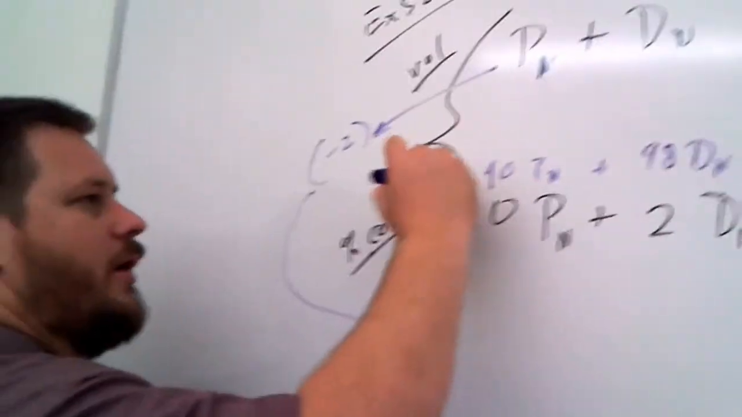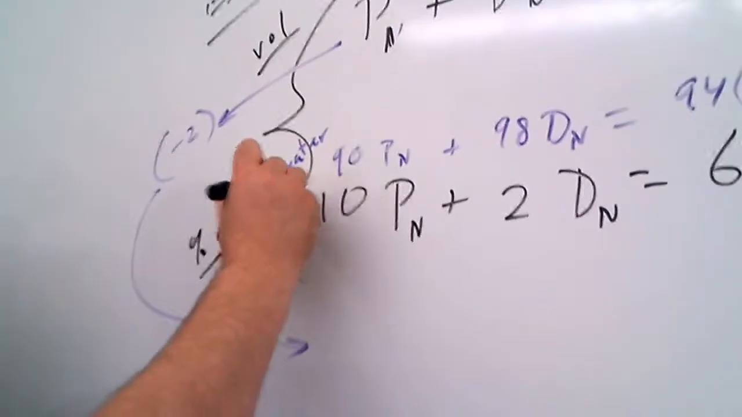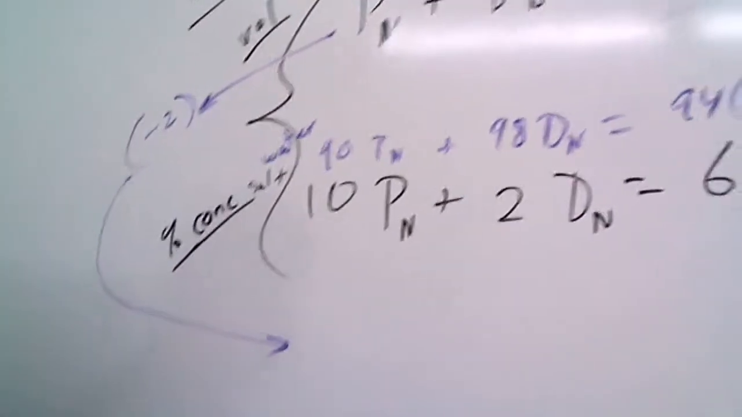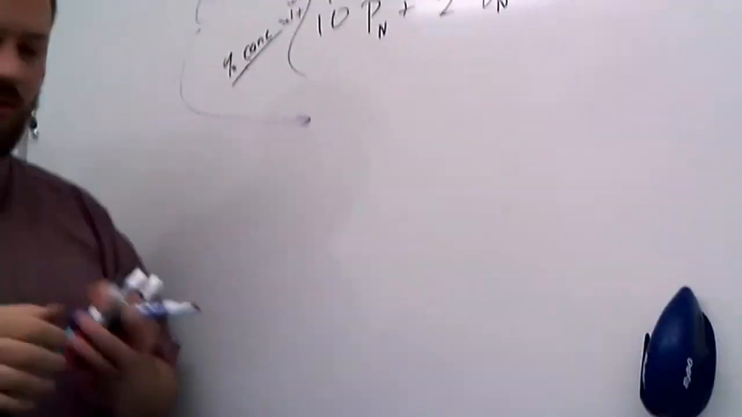So this one is water. This one is salt. But we have to stay constant. You have to be consistent. Whatever percent concentration you're talking about, you've got to stay consistent all the way across your equation.